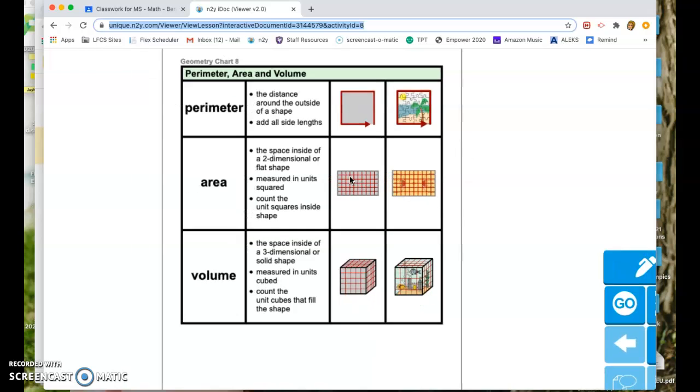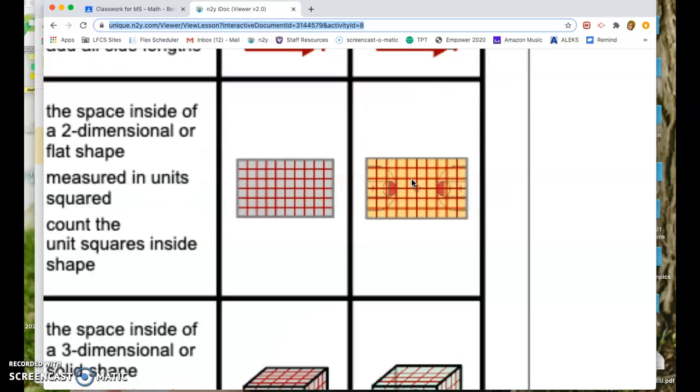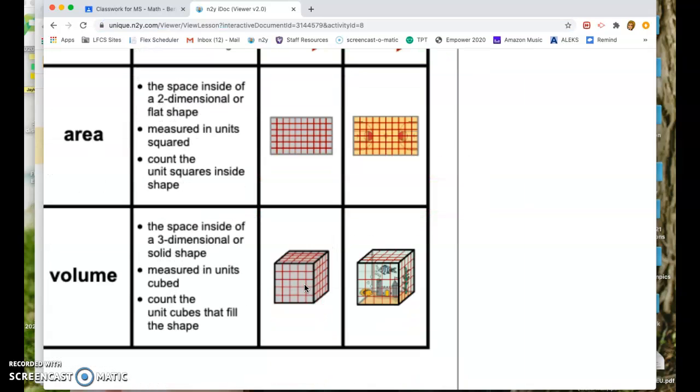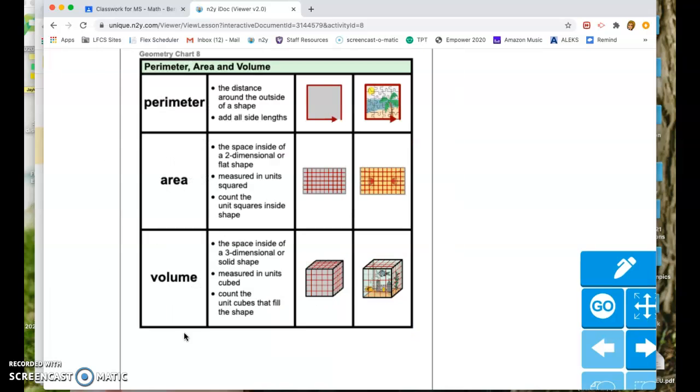Area is the space inside on the floor. So this would be like a basketball court. You zoom in, it gets a little blurry. A basketball court, the space inside of this basketball court. So the perimeter would be the outside, the area is the inside. And then volume is the space from floor to ceiling. So this is two-dimensional and now this is three-dimensional.